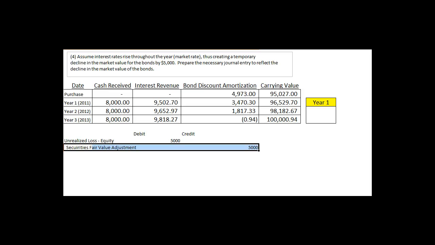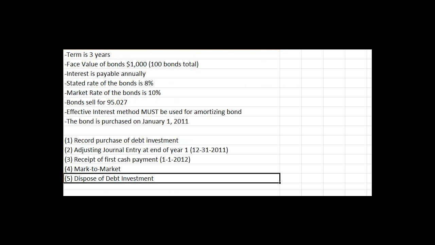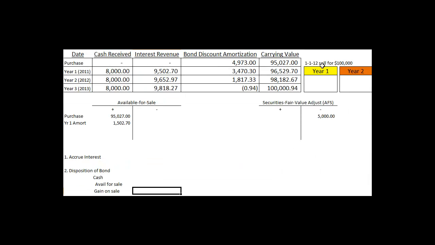And the last part of this problem is to say that we're going to dispose of the debt investment. The problem tells you, and I summarized it up here, that at the beginning of 2012, which is year 2, all of year 1 is 2011 and now we're at January 1, 2012, we find someone to buy the bond for $100,000.